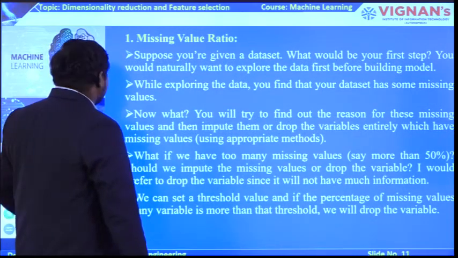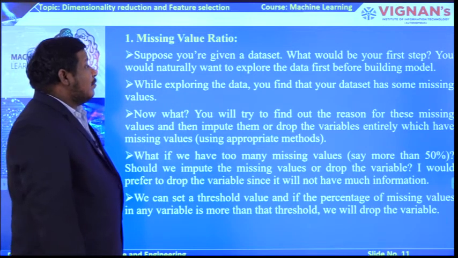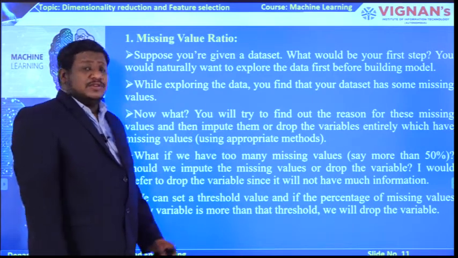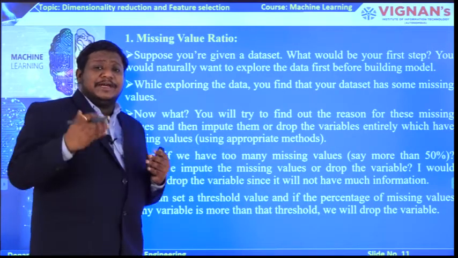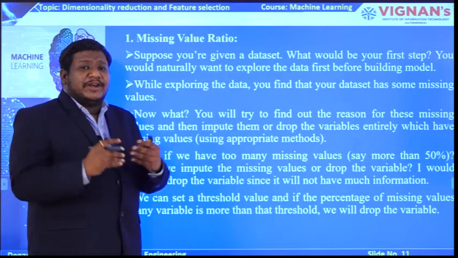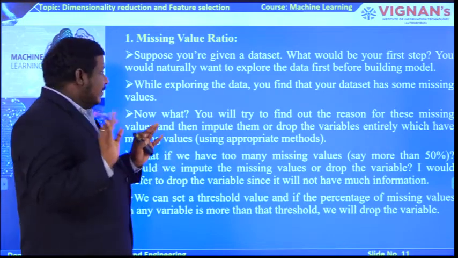See, these are the various techniques we have. The first one is the missing value ratio. Suppose you are given a data set, what would be your first step? You would naturally want to explore the data first before building the model. Before processing it, you will check the data set and try to identify whether any variables are missing or everything is perfect. That is your first step.